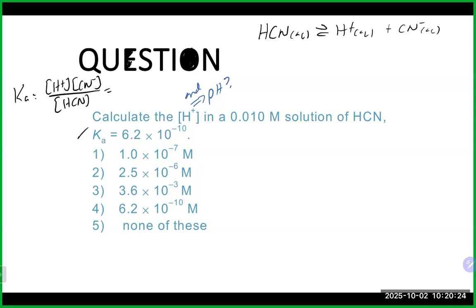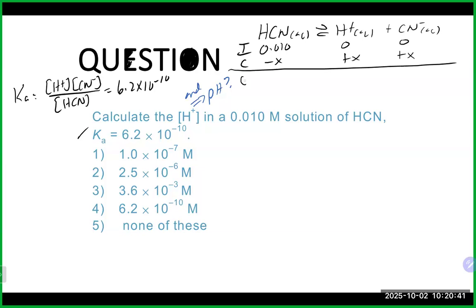And that's going to equal, we got there, 6.2 times 10 to the minus 10. So initially here, 0.0100, change going to be minus x, plus x, plus x, and that means at equilibrium 0.01 minus x, x, and x. Like normal, we're now going to put this into our expression, right?